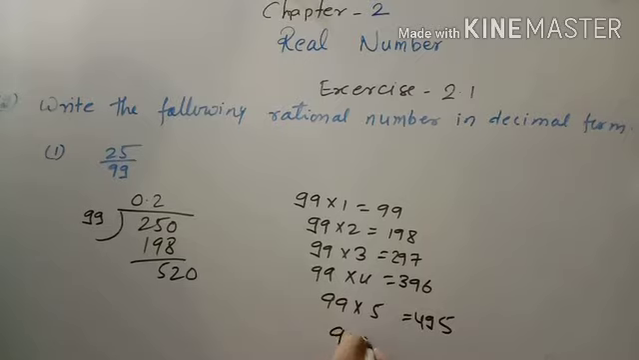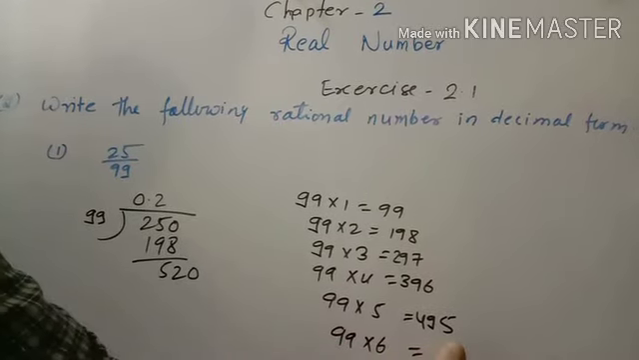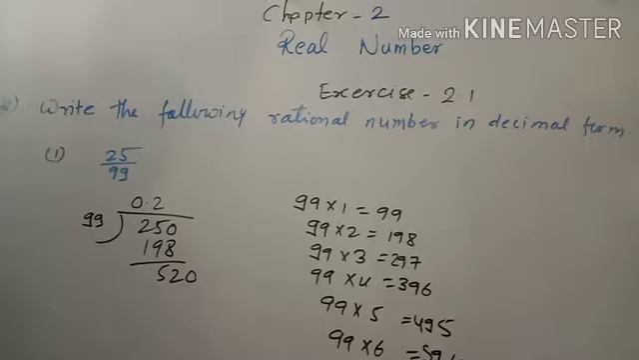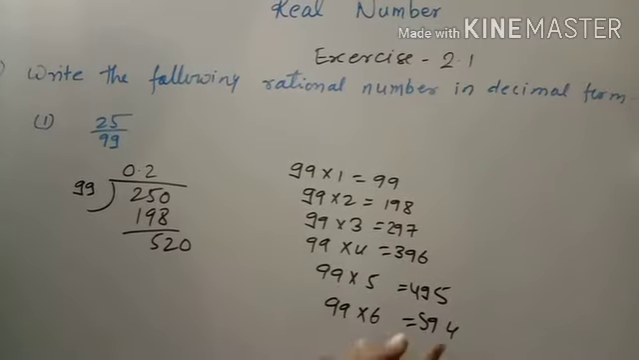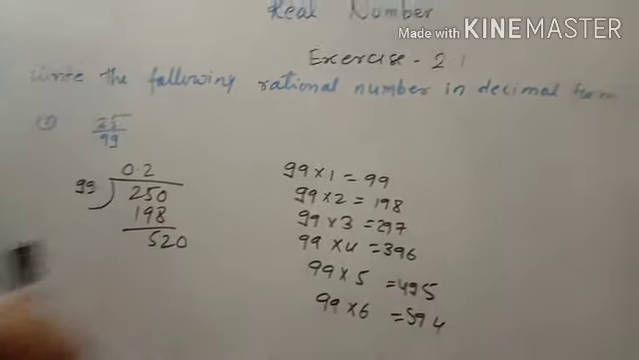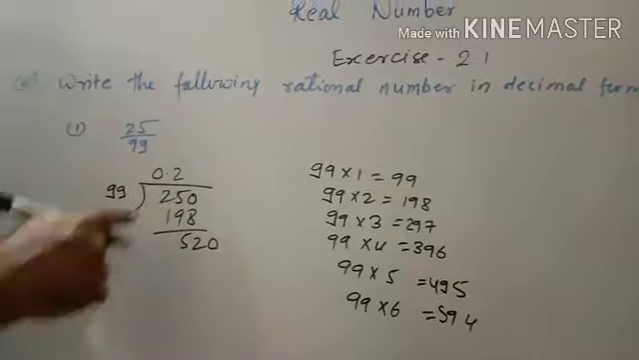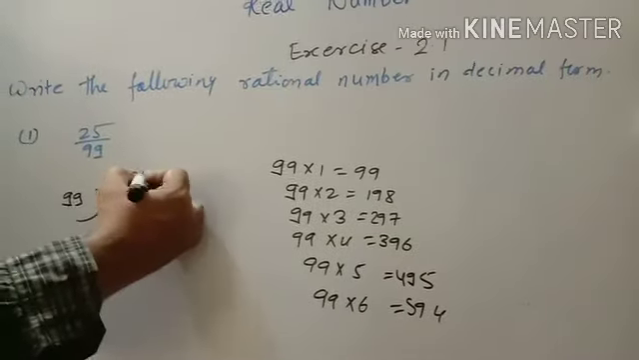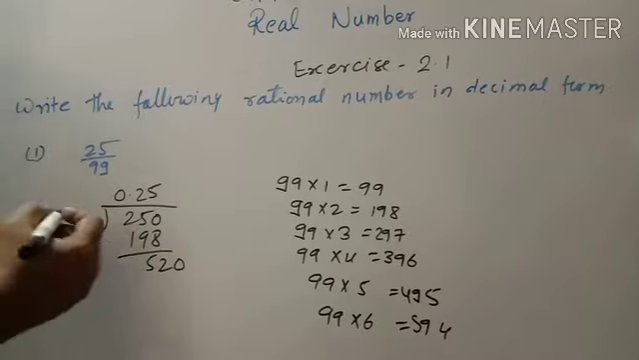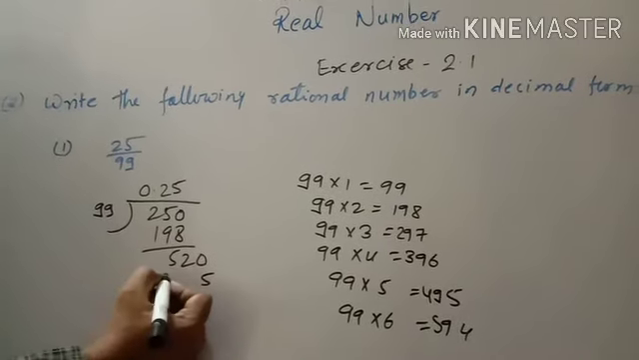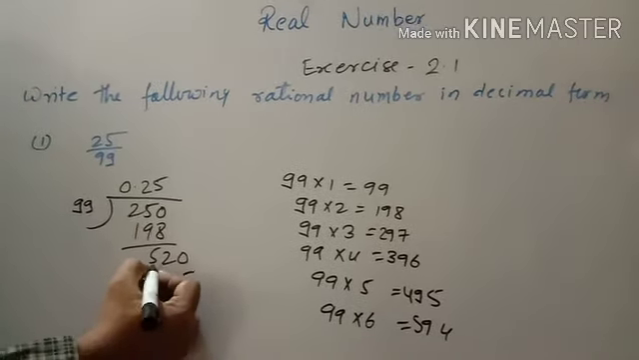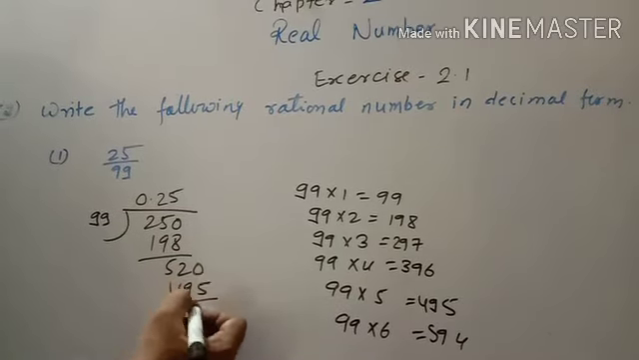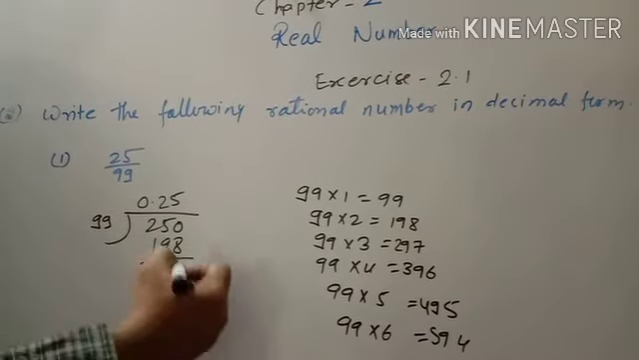Again 99 into 6, 6 nines are 54, 594. It's more than 520. So we will take 5. 5 nines are 45, 495. Remaining is what? 10 minus 5, 5.